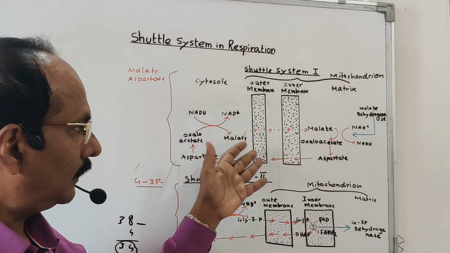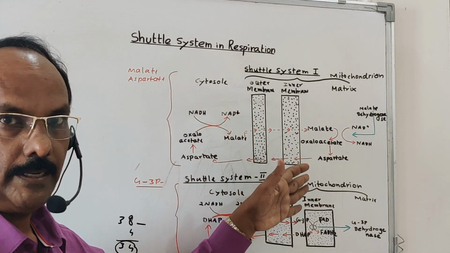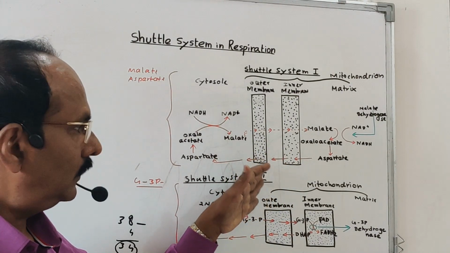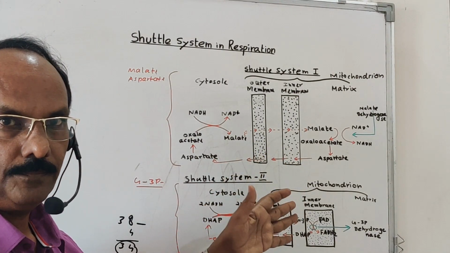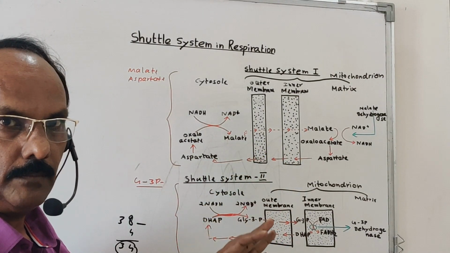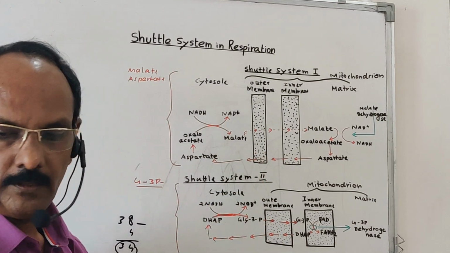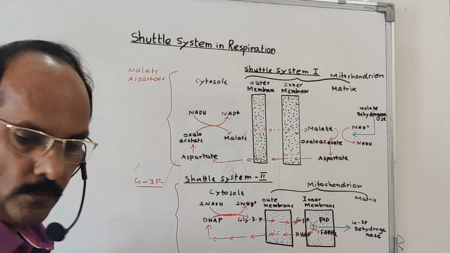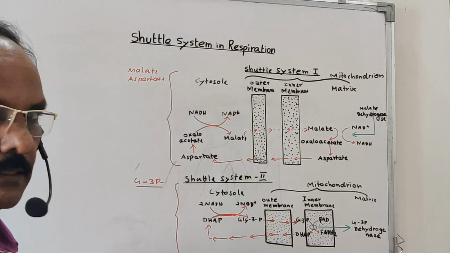It also takes place in some aerobic bacteria, because in aerobic bacteria there is no difference between the cytosol and mitochondria, and both take place in the same place, that is the cell membrane. Okay, so that is the shuttle system. There are 2 shuttle systems. So let us take what is the amount of energy present in the glucose.